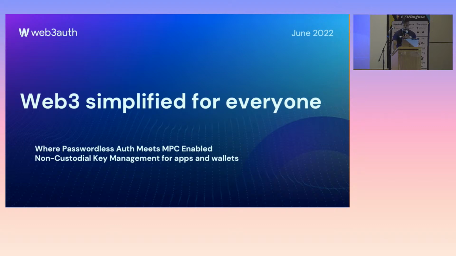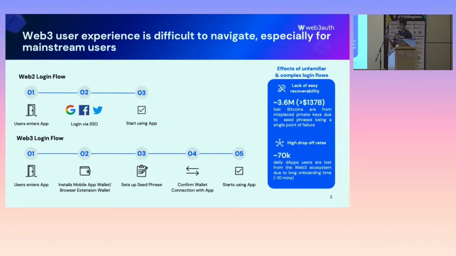So let me go through what a typical Web3 user experience is like, and the typical problems associated with that. If you look at a typical Web2 login flow, how does it look? The user enters an app, they log in via SSO, and then they simply use the app. This is what happens with the millions of applications out there in the wild, and it's the typical flow which everyone is familiar with, like more mainstream audiences, like my dad and everyone.